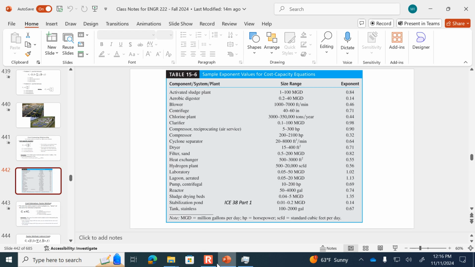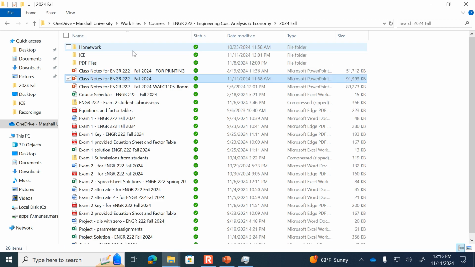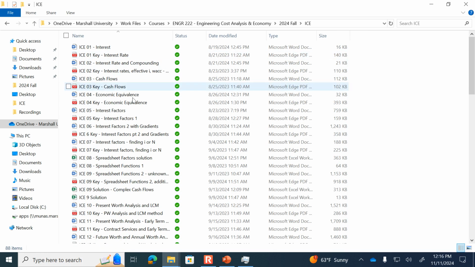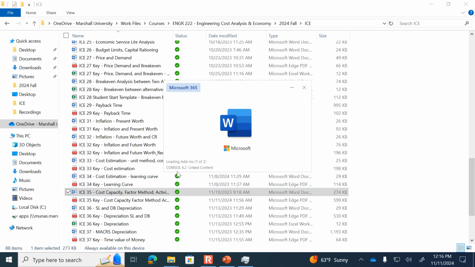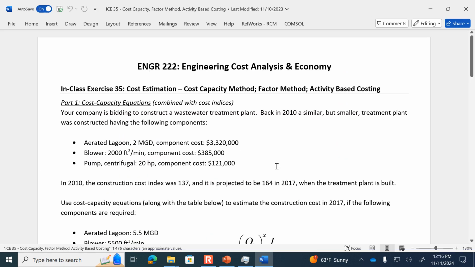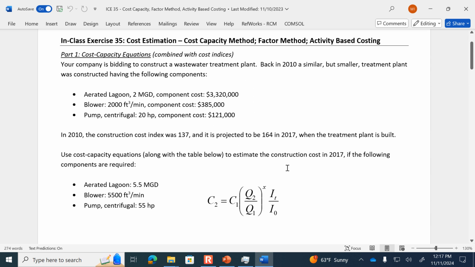All right, let me hand you a copy of our in-class exercise for today. Let me just pull it up on the screen as well, this problem. Okay, we're going to combine 2 ideas together, just like you've got on the homework. We're going to combine together differences in size and differences in cost over time.